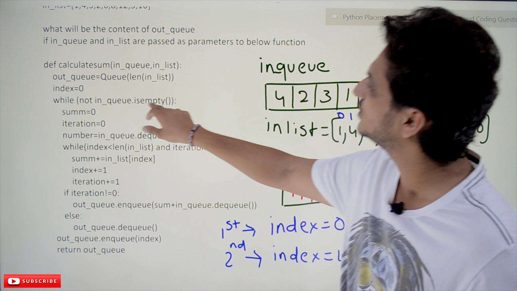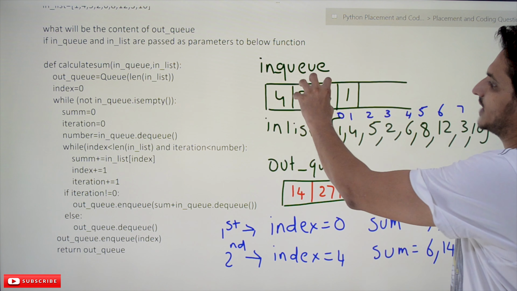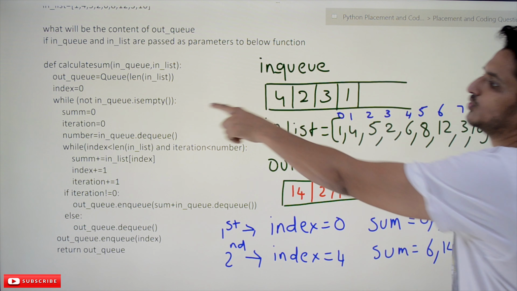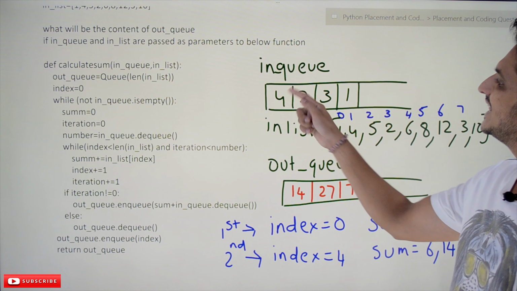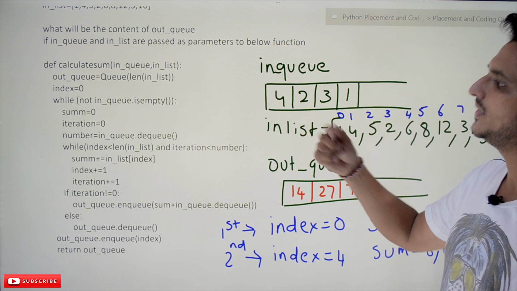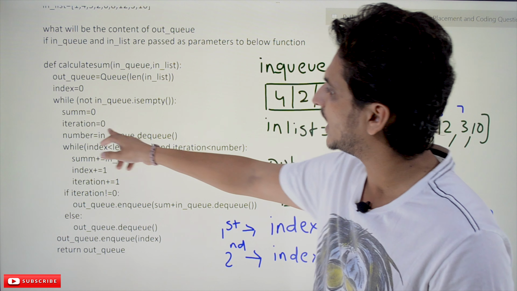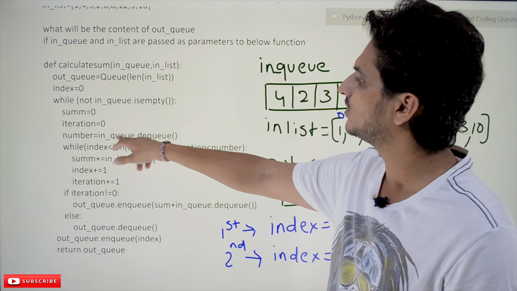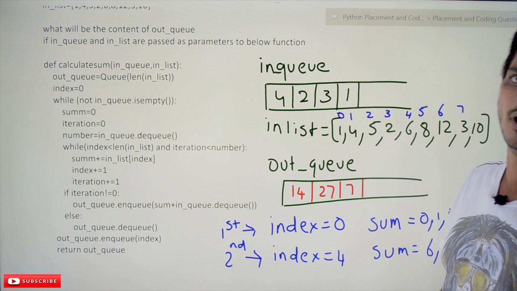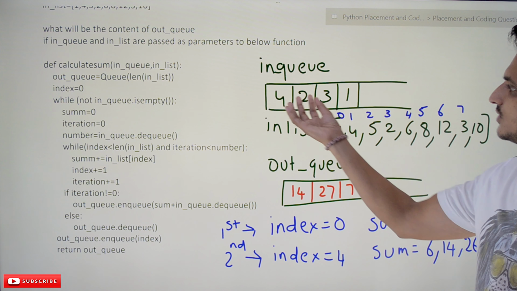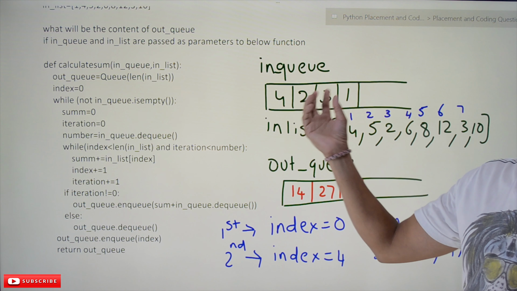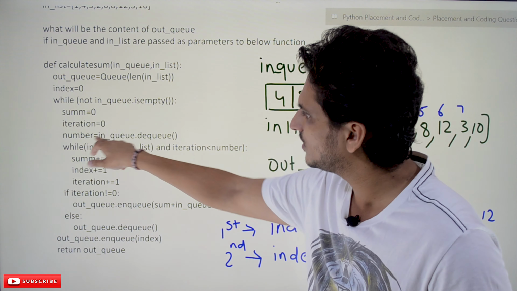While not in q.isempty(), they are trying to take the elements. This loop is going to execute until this in queue is empty. Whenever it goes into the loop, sum is equal to 0, iteration is equal to 0, number is equal to in q.deque(). The first element it is going to deque is number 4. So number is equal to 4.